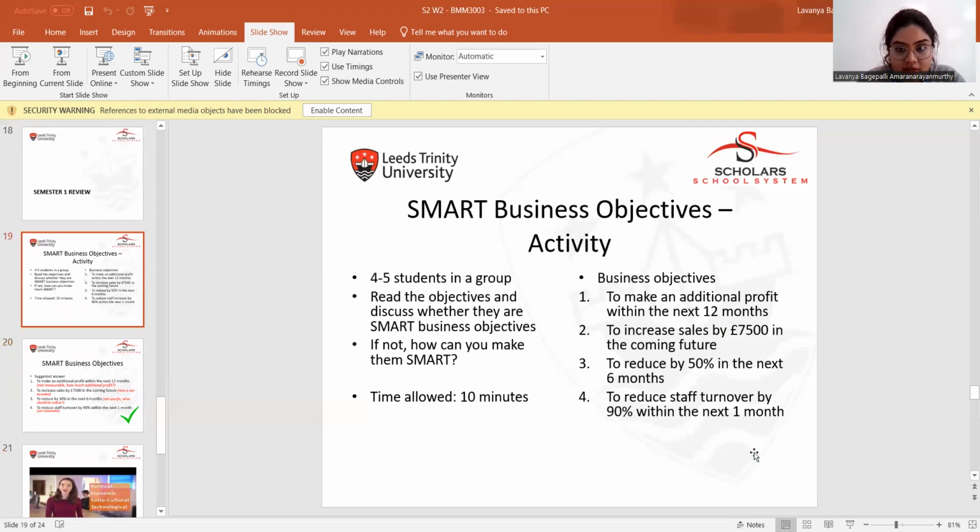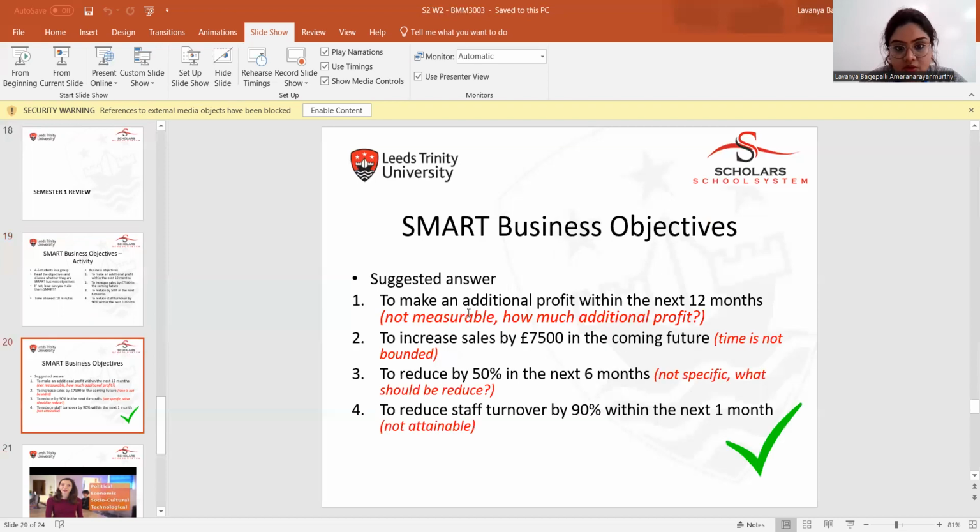Yes. So the activity goes like this: I have given 4 business objectives here, and you are supposed to read those objectives and discuss whether they are SMART business objectives or not. If they're not SMART business objectives, you have to give suggestions on how you can make them SMART. So let us see the suggested answers.